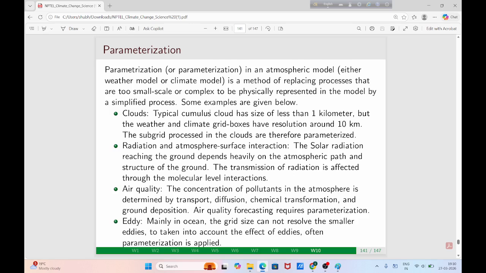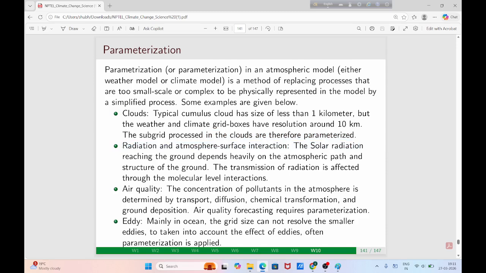For clouds, cumulus parameterization is used, where the clouds actually have a size of less than 1 kilometer, but the grid boxes have resolutions of around 10 kilometers. They are trying to develop kilometer scale models, but I think it is not completely active in all the operations. So the subgrid processes, let's assume below 10 kilometers, the clouds are considered as parameterized values. That's how they do the cloud parameterization for cumulus clouds.